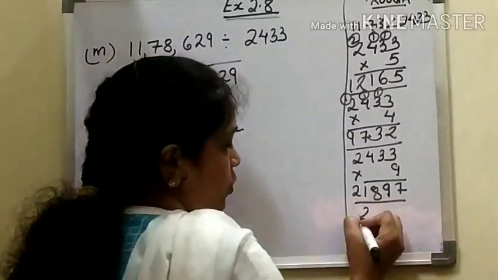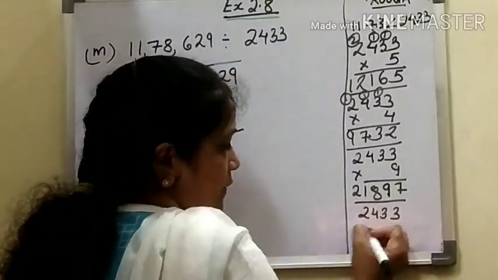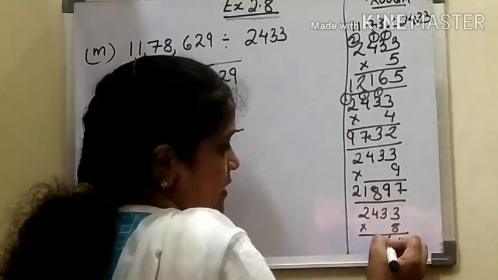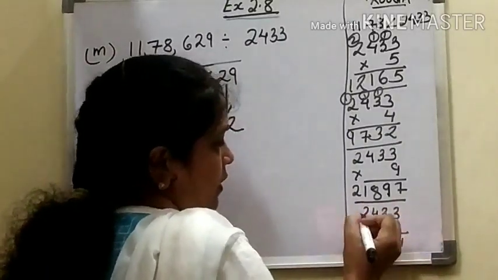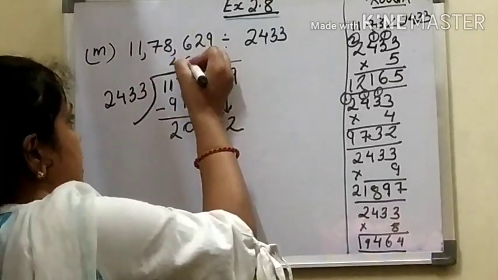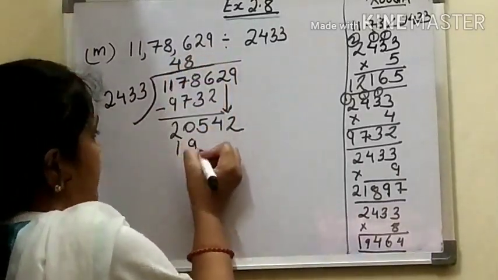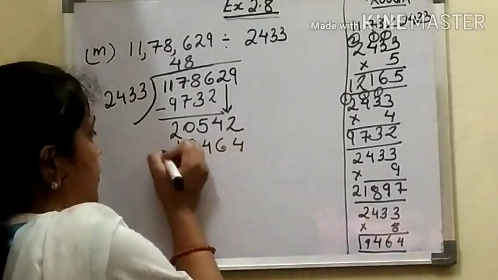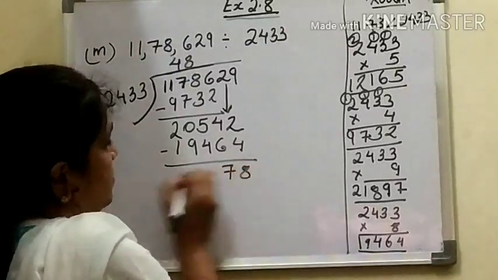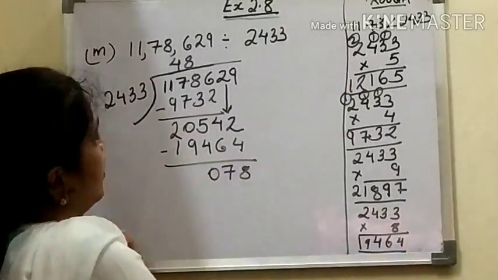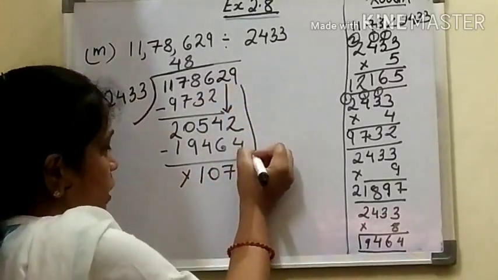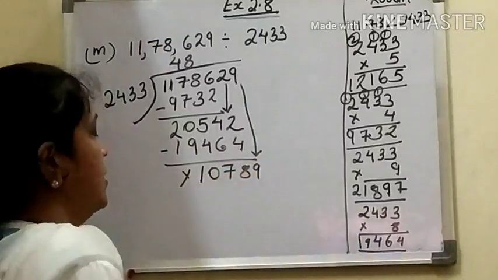So what are we going to do? We will find out by multiplying by 8. 8 3s are 24, 8 3s are 24 plus 2, 26. 8 4s are 32 plus 2, 34. 8 2s are 16 plus 3, 19. So we got 19464. So let us do by 8. 19464. Now when we have done, 12 minus 4, 8. 13 minus 6, 7. 4 minus 4, 0. 10 minus 9, 1. We got 107.